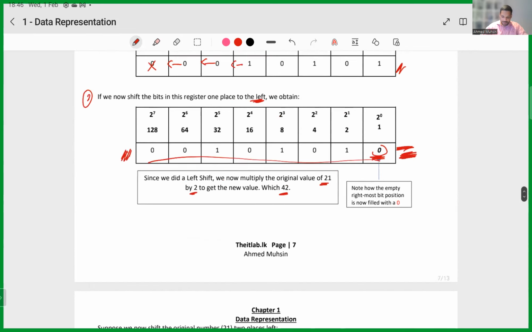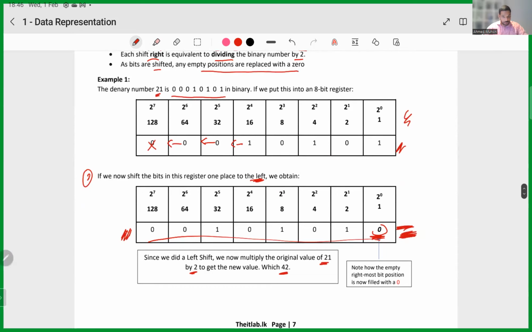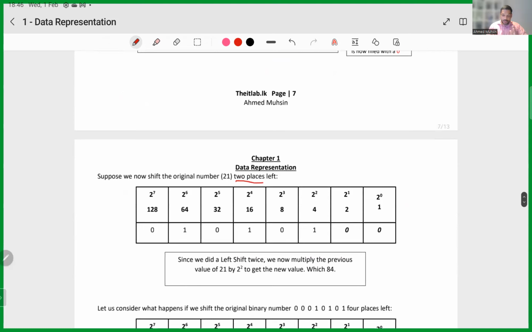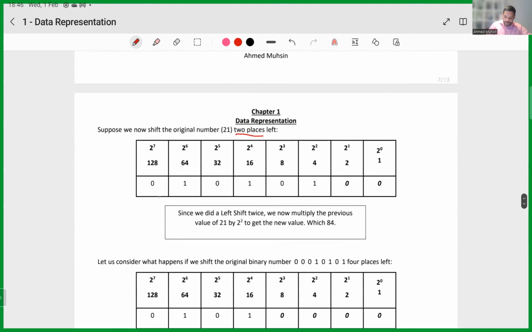Okay, so again, I'm repeating, we are taking the original binary value of 21, and we are now shifting it left twice. So this is the value that we have got. Once we push it to the left twice, this is what's remaining, and then we have two blank spaces over here. For the two blank spaces, like I told you at the beginning, we fill the blank spaces with 0.